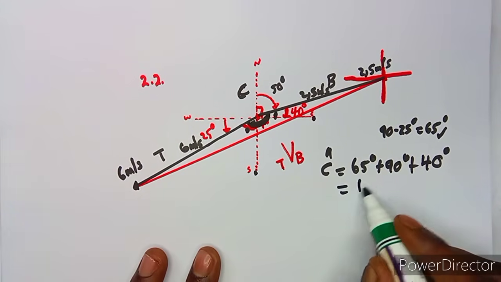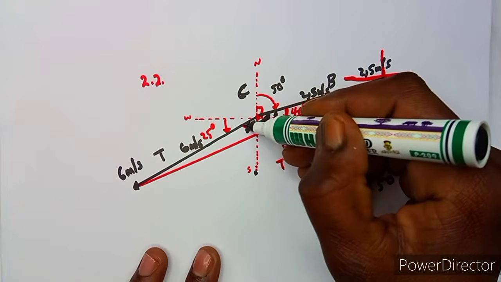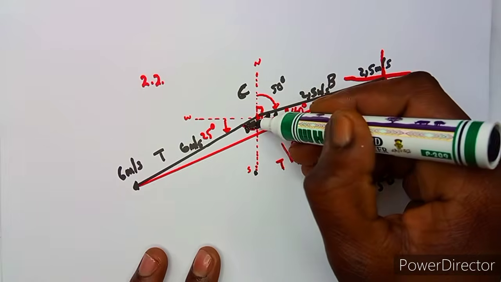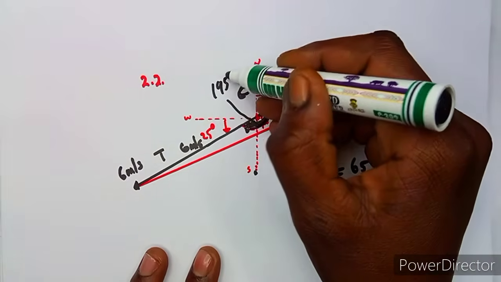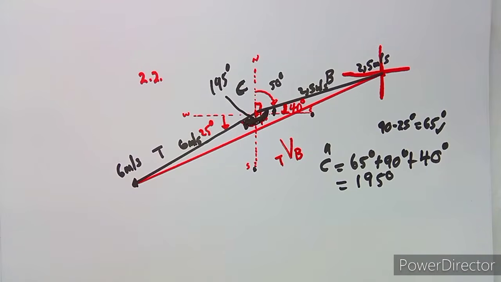So this is going to give us 195 degrees. That means this whole angle inside the triangle, this one, is going to give us 195 degrees. That is this angle here inside the triangle. Okay. Why are we calculating this angle?